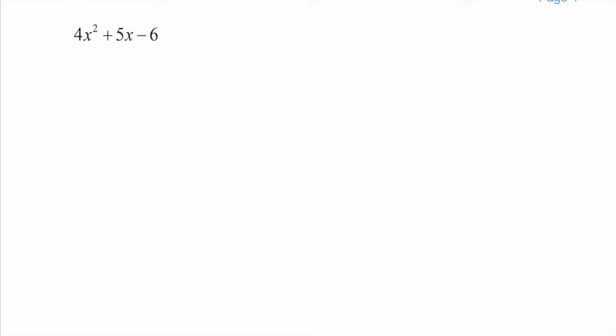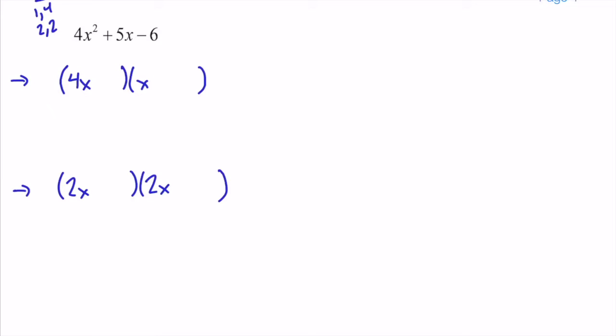Now 4x squared, that can be either 4x times x, or it can be 2x times 2x. Okay, remember I was thinking of the factor pairs of 4. They are 1 and 4 and 2 and 2. So that's why I have these two scenarios to consider.